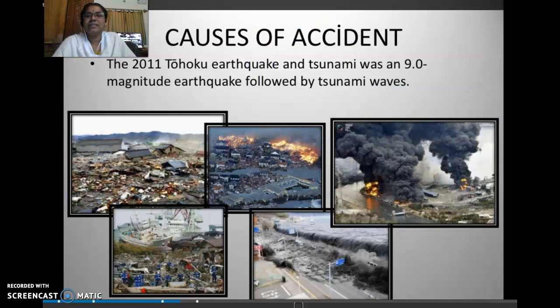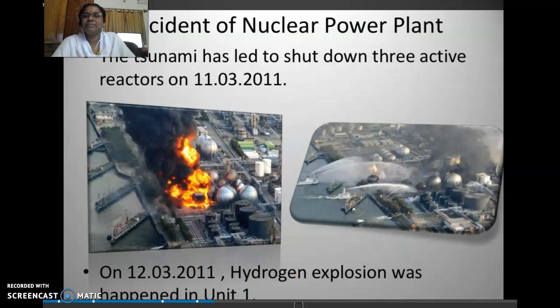What are the causes? Usually in Japan, everybody knows, there is a higher percentage of earthquakes. Obviously on the Richter scale it came to around 9, which is highly disastrous. The tsunami also led to the shutdown of 3 active reactors. Because of this earthquake and afterwards the tsunami in 2011, what happened?